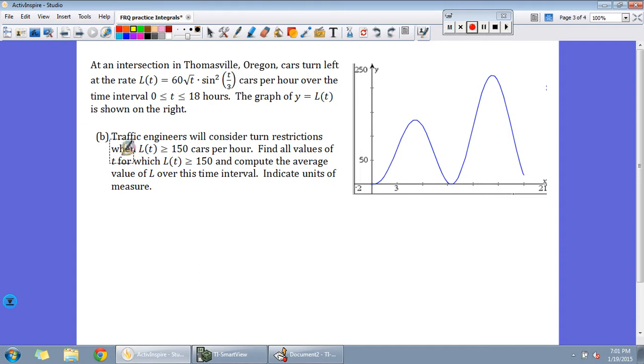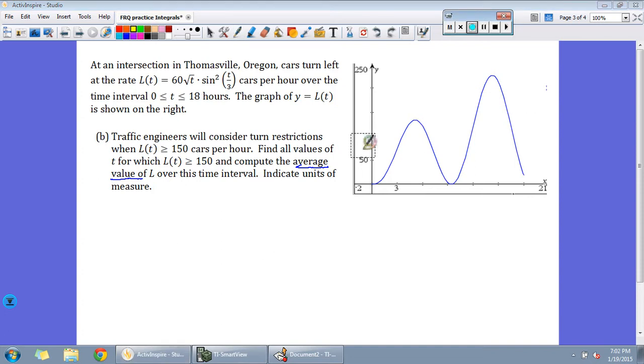Alright, part B. Traffic engineers will consider turn restrictions when the rate that the cars turn left is greater than 150 cars per hour. So find all the values of t for which L of t is greater than or equal to 150 and compute the average value of L of t over this time interval. Indicate units of measure.